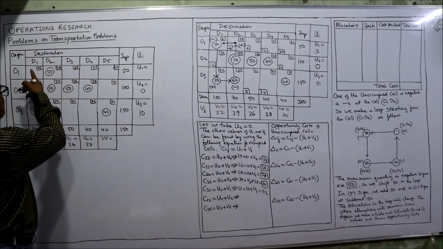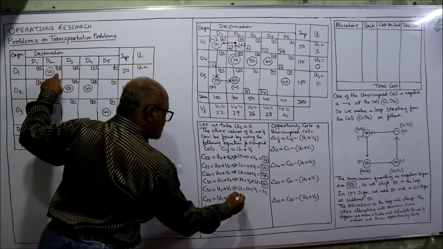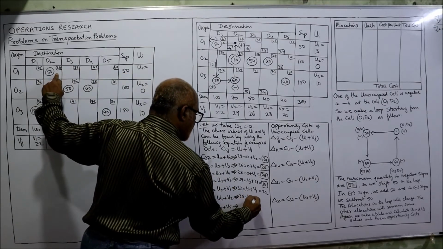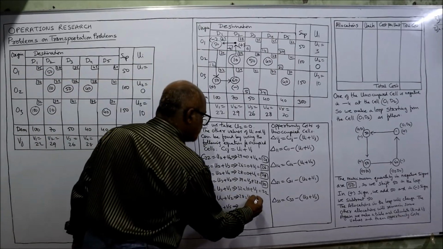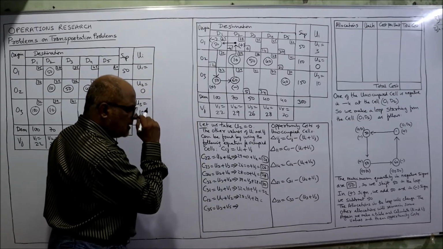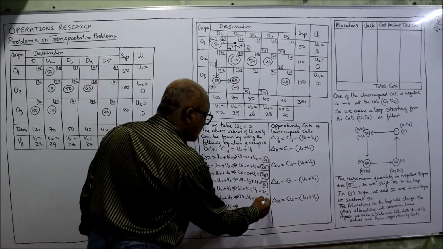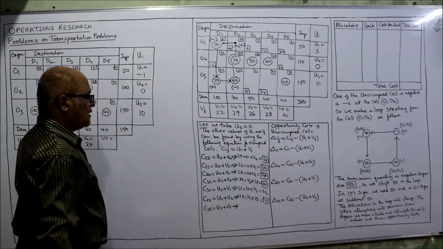Next one is 1, 2, this cell. C12 is 28. 28 is equal to U1, we don't have, plus V2. V2 we have 29. So 28 minus 29 is equal to U1. So 28 minus 29 means minus 1. So U1 we got minus 1. Here we got minus 1.